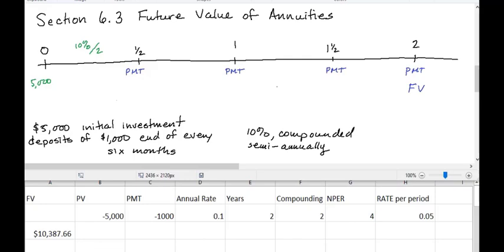Okay, now I want to go back and do this again, but this time, instead of having deposits of $1,000 going into the account, I want to take out withdrawals. At the end of every 6 months, I'm going to take $1,000 out. I still have 10% and it's still semi-annual, so 5% every 6 months. Here's what it'll look like.